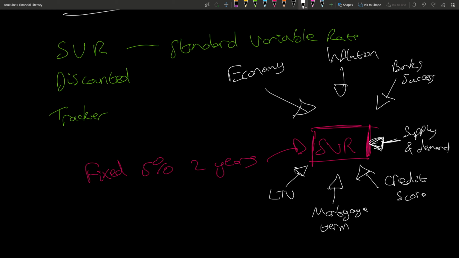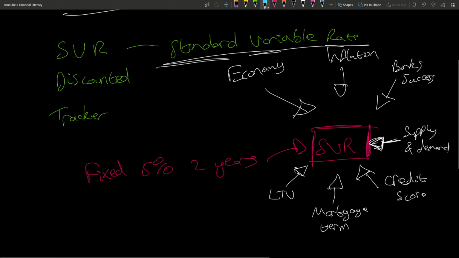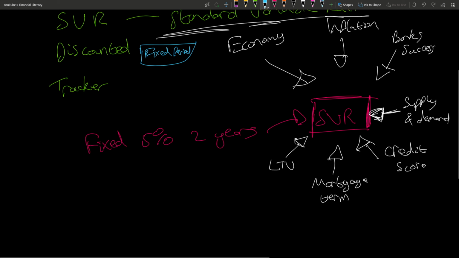The discounted one is something you would usually discuss with the bank, and it's usually just a discounted version of their standard variable rate. Again, this will be for a fixed period, and usually won't be for the entirety of the mortgage.